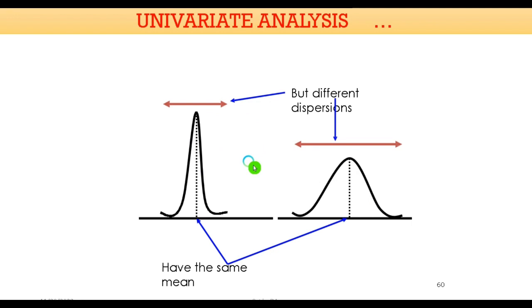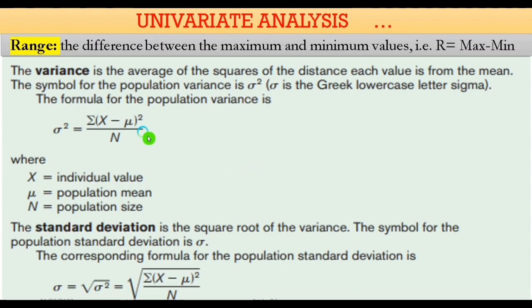Such difference can be explained in terms of variance and standard deviation. We talk about range. It is the difference between the maximum and the minimum. Simply, range is equal to maximum minus minimum. Variance is the average squared distance of each value from the mean.